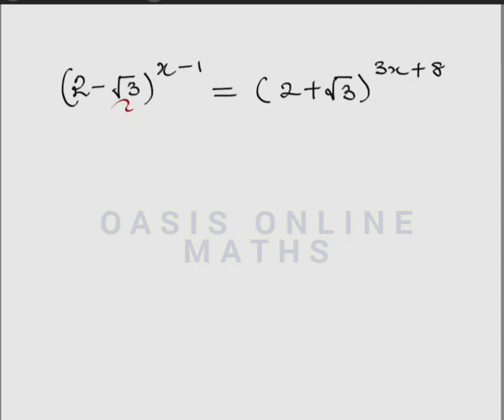If you take a look at the left hand side, the base here, and the right hand side, the base here, we see that they are both conjugates. What do you mean by conjugate? Two surds are said to be conjugates if their product gives rise to a rational number or rational value. How do we know they are conjugates? Looking at the sign here, plus and minus. That is the only difference they have there.